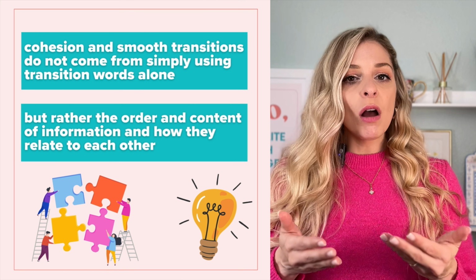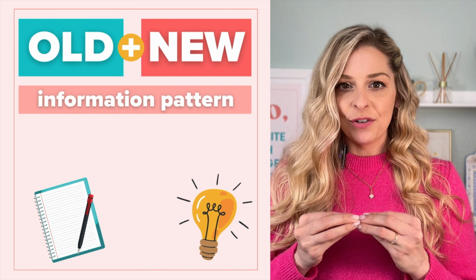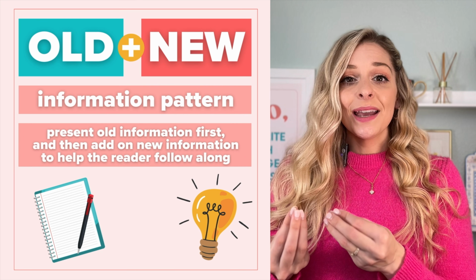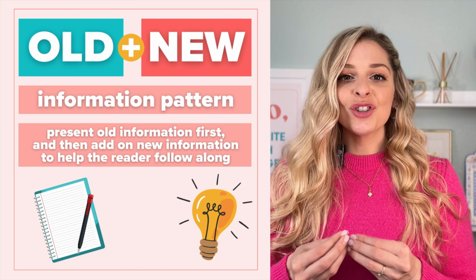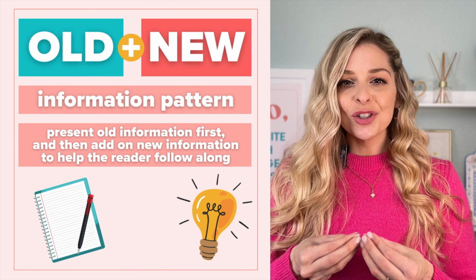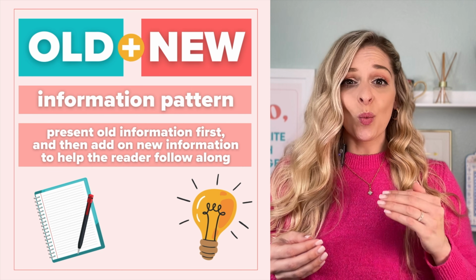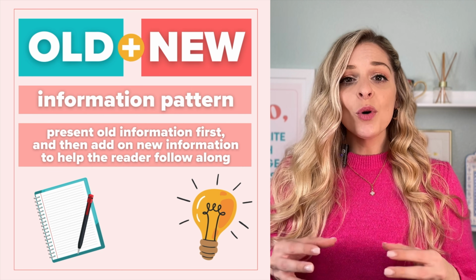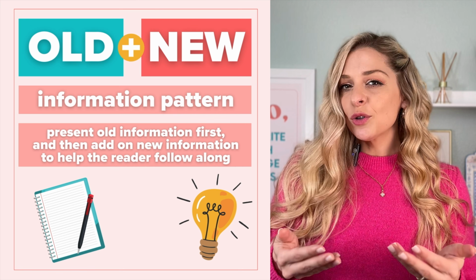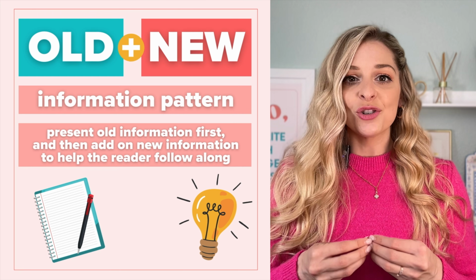In English, we often write in what we call the old-new info pattern. This means that we like to present old information first and then add on new information to help the reader follow along. And actually, by using these transition words so much, you are just listing many new ideas one on top of the other without going deep with a single idea. So it becomes very difficult for your reader to follow along and recognize the main point you're trying to make.